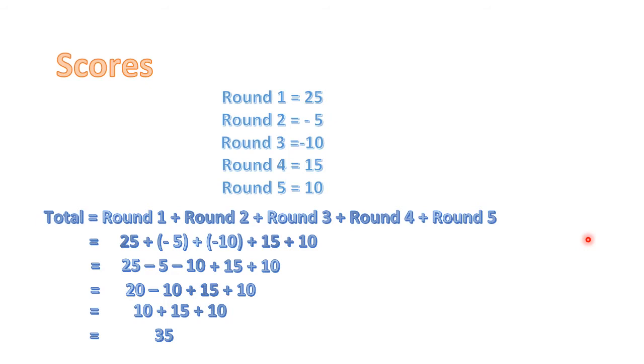That means Jack participated in the competition. He had 5 rounds and each round he scored a particular score, right? And we were told to find the total. So we added all the scores and we used integer addition rules and we found that his total score at the end of the competition was 35. All right. So now let's go on to the next question.